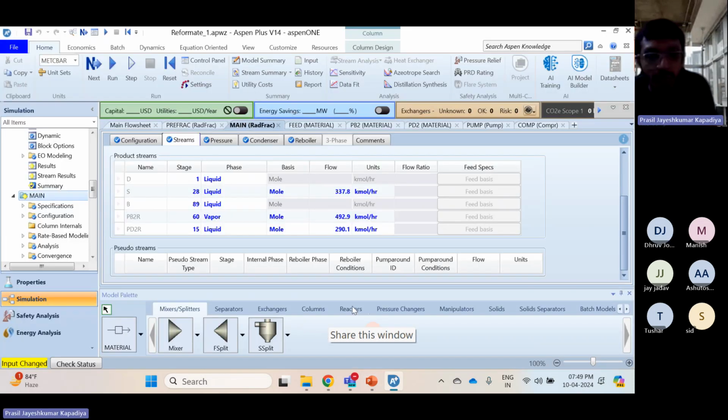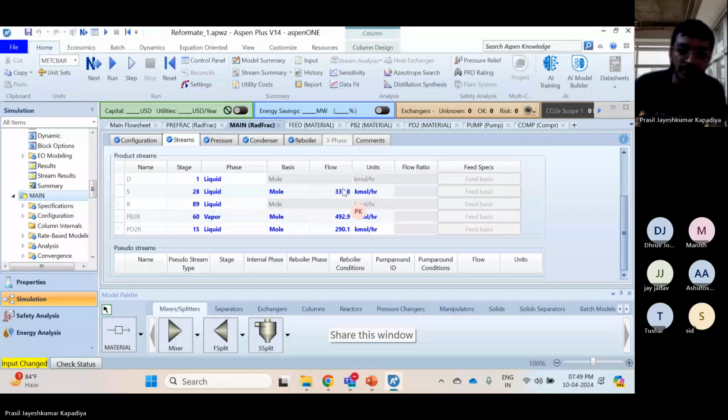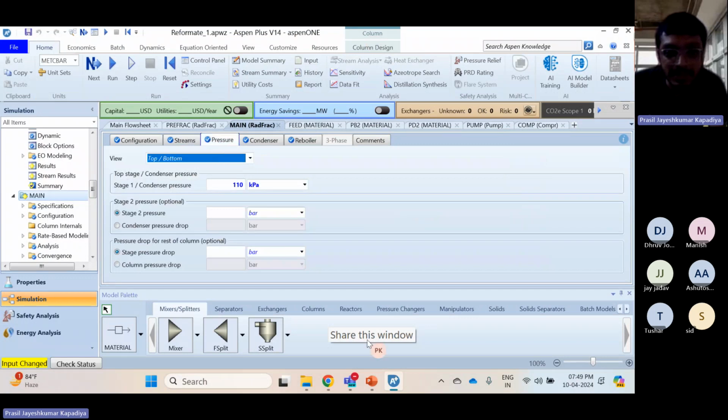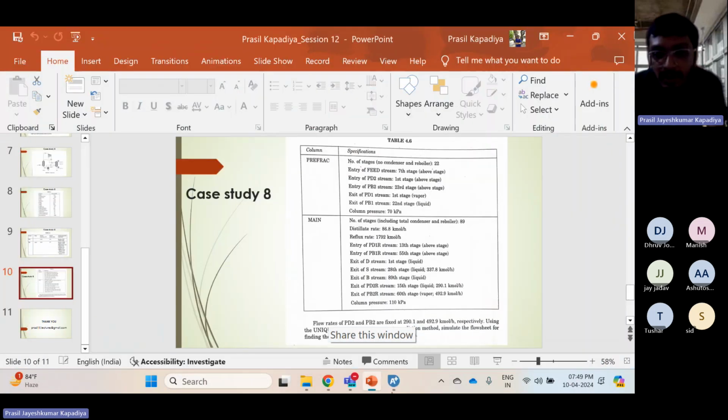337.8. So here we need to add 337.8. Similarly for PB2R and PD2R also these values are given. So we need to add these three values here. Okay. Then same pressure is given as 110 kilopascal. Ideally here I assume that it should be 120, not 110.